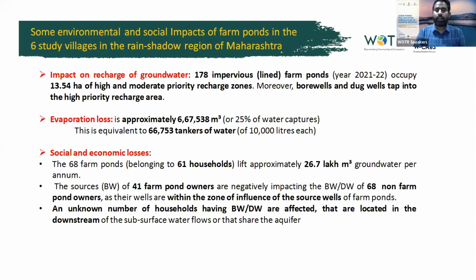Under the social and economic losses, there are 68 farm ponds which belong to 61 households, which lift approximately 26.7 lakh cubic meter of groundwater annually, and this is a huge amount. The sources, which are mainly the borewells of 41 farm pond owners, are negatively impacting the borewells and dug wells of 68 non-farm pond owners, as their wells are located in the zone of influence of the source well. An unknown number of households having borewells and dug wells situated downstream, on a common aquifer, are also affected.